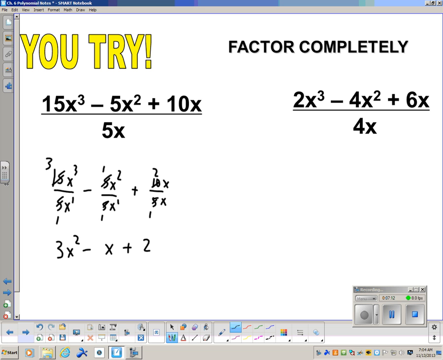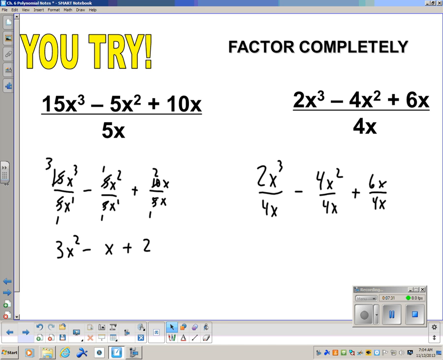Our other one over here, we've got 2x to the third divided by 4x minus 4x squared divided by 4x plus 6x divided by 4x. So again, thinking through reducing these down. So 2 goes into 2 there once, 2 goes into 4 twice, 4 goes into 4 once, 4 goes into 4 once, 2 goes into 6 here 3, 2 goes into 4 here twice. So rewriting these down, we get 1 over 2.